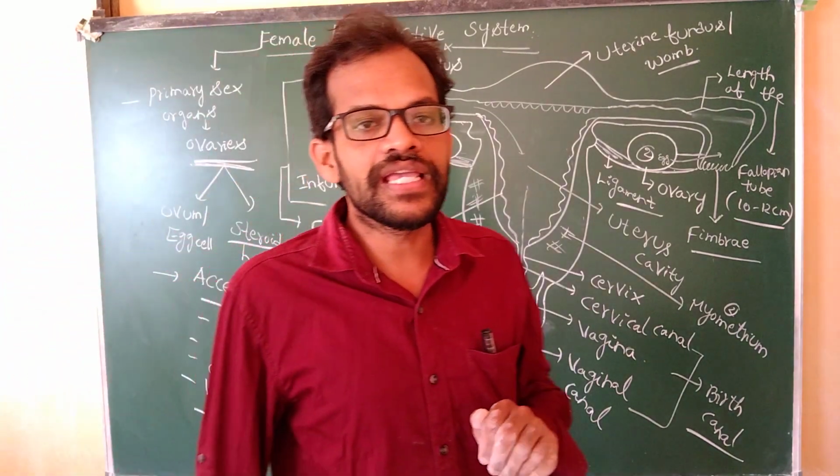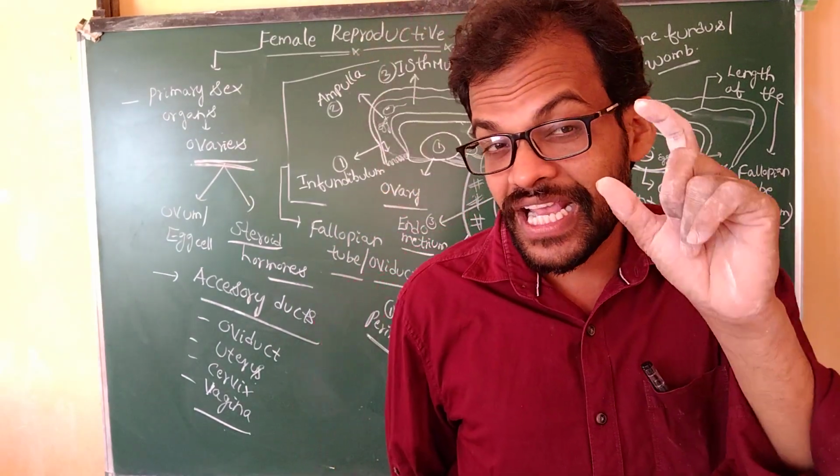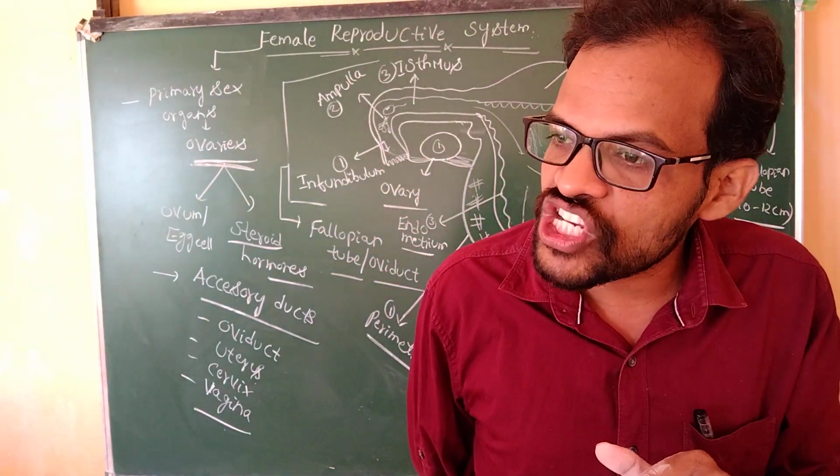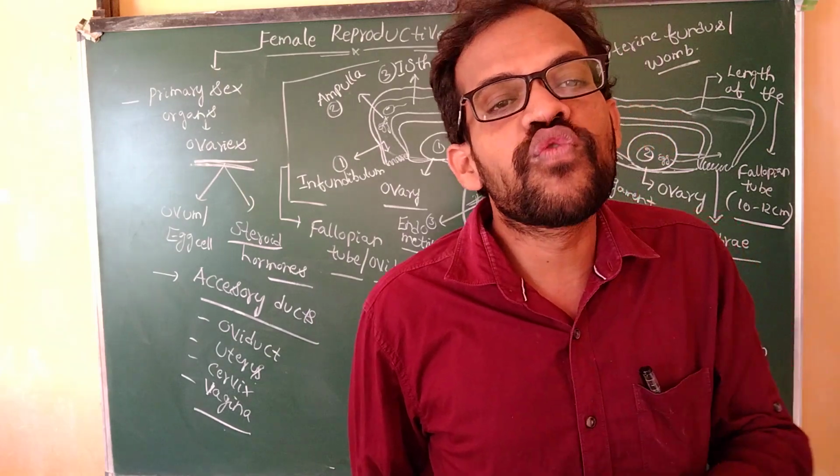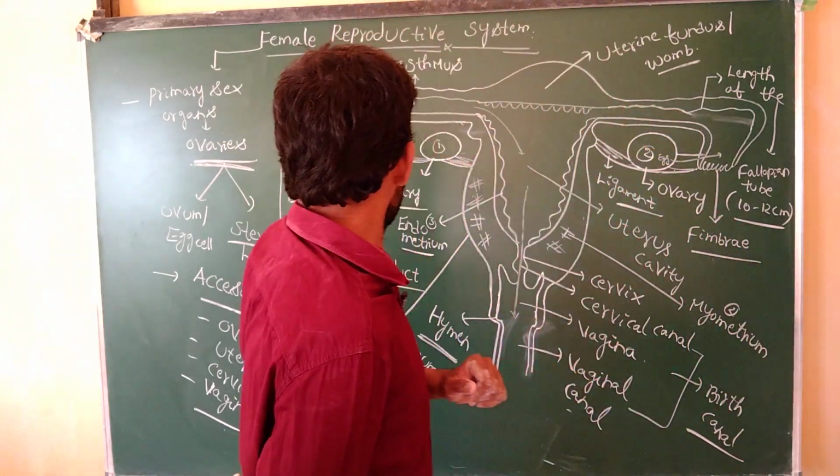Next, the primary sex organs, the ovaries. What is the shape of the ovaries? Almond shape. What is the size of the ovaries? 2 to 4 centimeters.